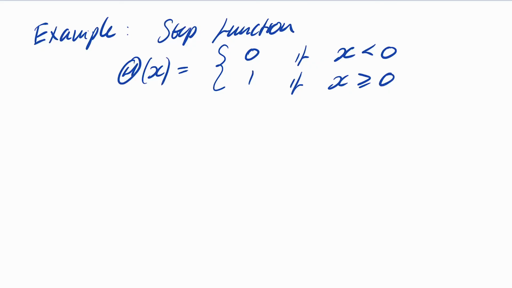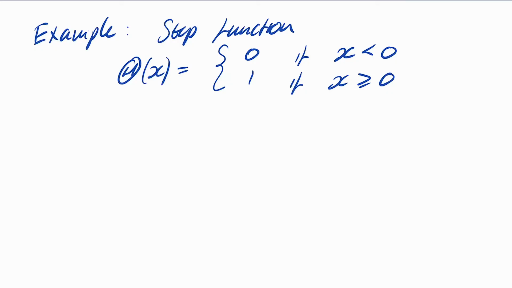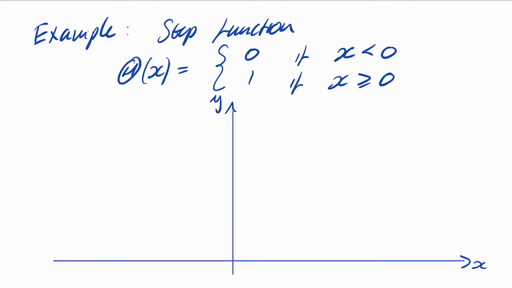Here's an example that we'll use from time to time in physics called the step function. The step function is conventionally written as a capital theta. It's a function of x, and this returns the number 0 if x is negative and 1 if x is positive. Let's just try and sketch this. It's pretty easy: for x negative, it just returns the number 0. And for x greater than or equal to 0, it returns the number 1.